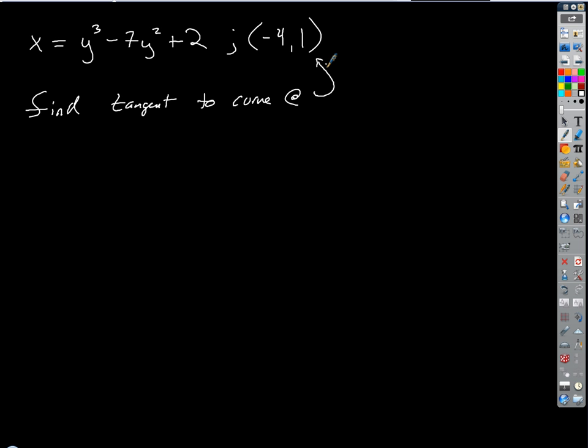So, yeah, we got some things we could do here, right? One thing we could do is take advantage of the relationship between the inverse function and the function. If I wanted to solve this for y, the inverse of this function would be y equals x cubed minus 7x squared plus 2, correct?